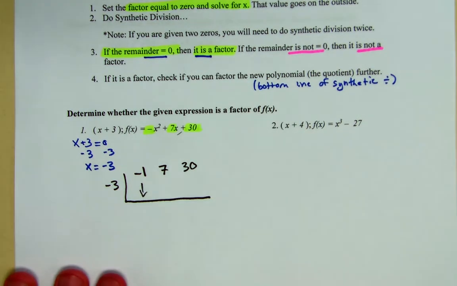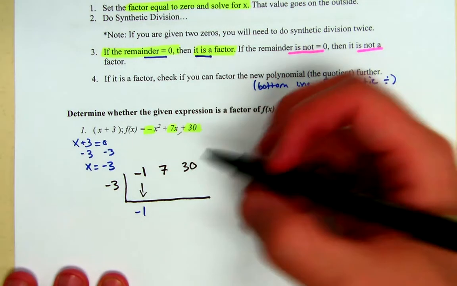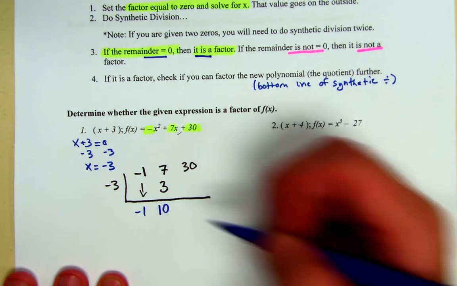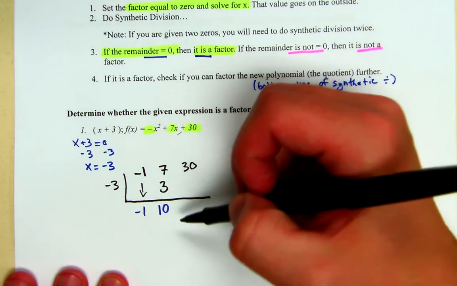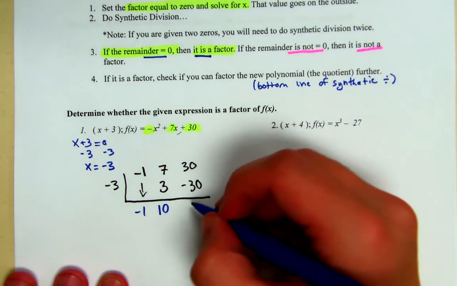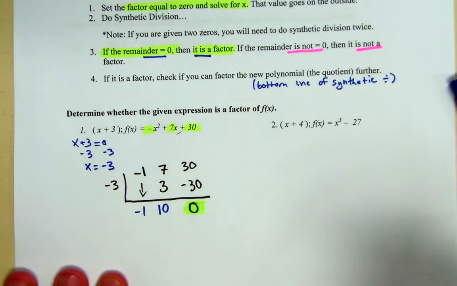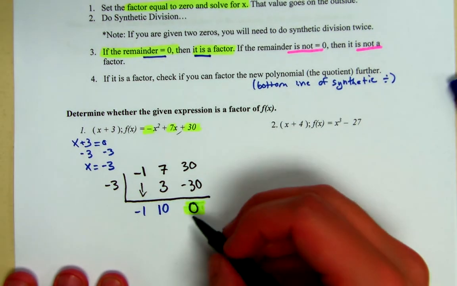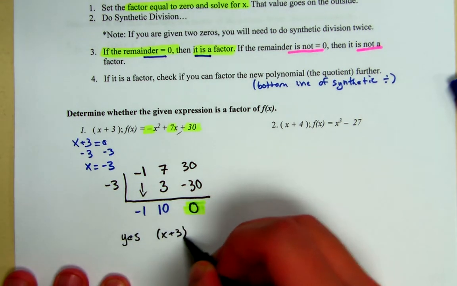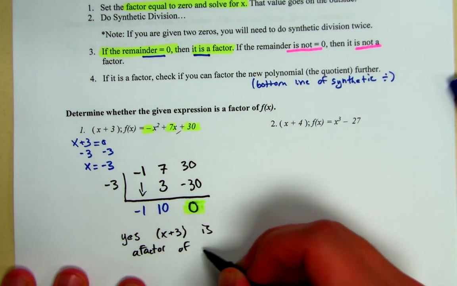Drop down the negative 1. Multiply in here, negative 3 times negative 1 is positive 3. Add together, we get 10. Multiply negative 3 by positive 10, you get negative 30. Add together, we have 0. Now, I'm done, so here is my remainder. Well, does my remainder equal 0? Yes, it is. So yes, x plus 3 is a factor of f of x.